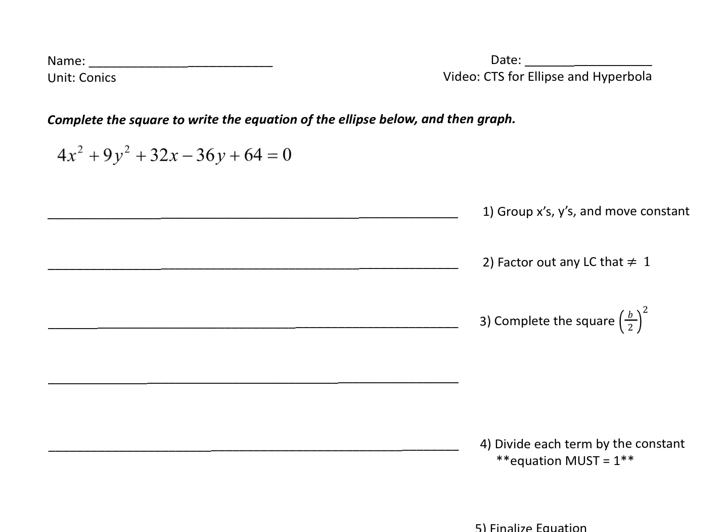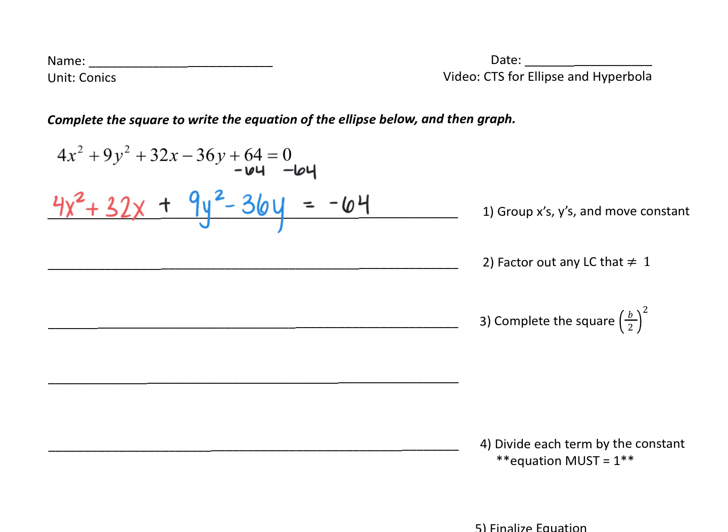So first things first, we're going to group all of the x's and all of the y's and we're going to move the constant over. So I'm going to put my x's here in red, so 4x squared plus 32x. Then we're going to group the y's, which I'll put here in blue. So we have 9y squared minus 36y, and we're going to move the constant over. So we're going to make this a negative 64 if we move it to both sides.